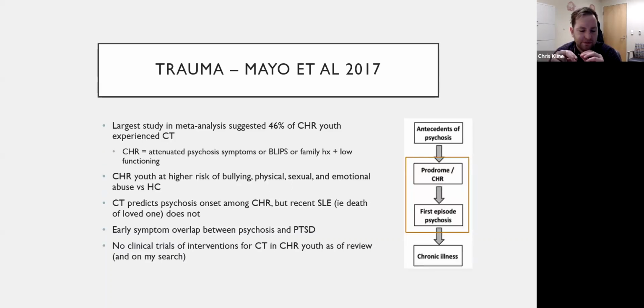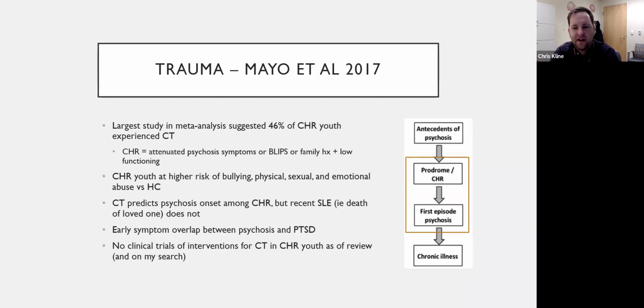Okay, so for some specific contributors to stress sensitivity, I wanted to touch on trauma first. We could do a whole talk on trauma in this population, but I just wanted to highlight a few high-level points before covering a study specifically on childhood trauma and stress sensitivity.